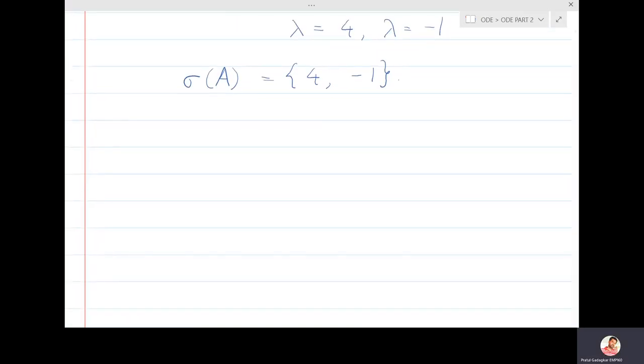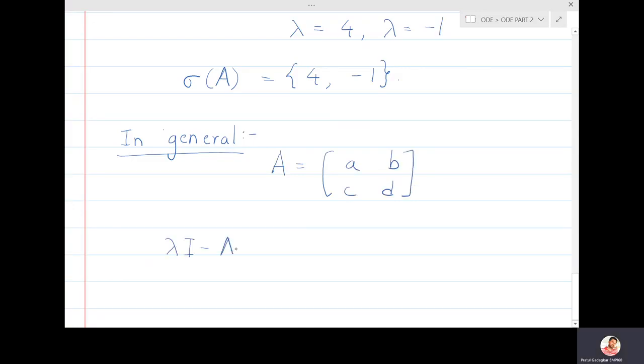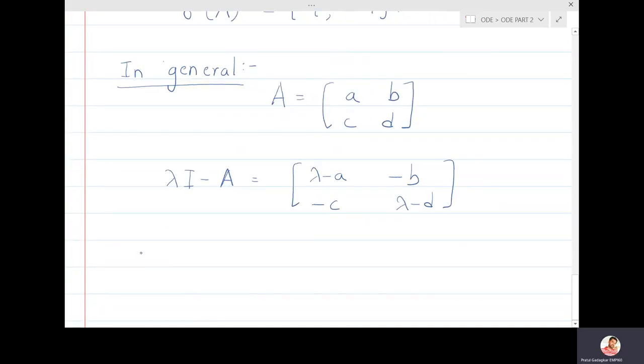Now, if I take a matrix A in general, containing the entries a, b, c, d, then lambda I minus A will become lambda minus a, minus b, minus c, lambda minus d. And when I calculate the determinant of this particular matrix, it is (lambda minus a)(lambda minus d) minus bc.